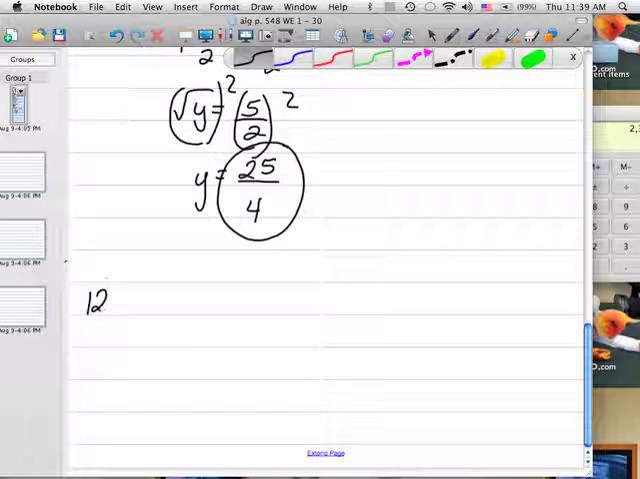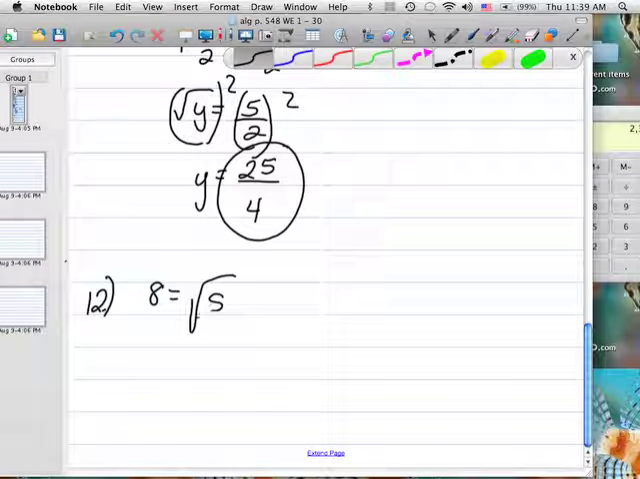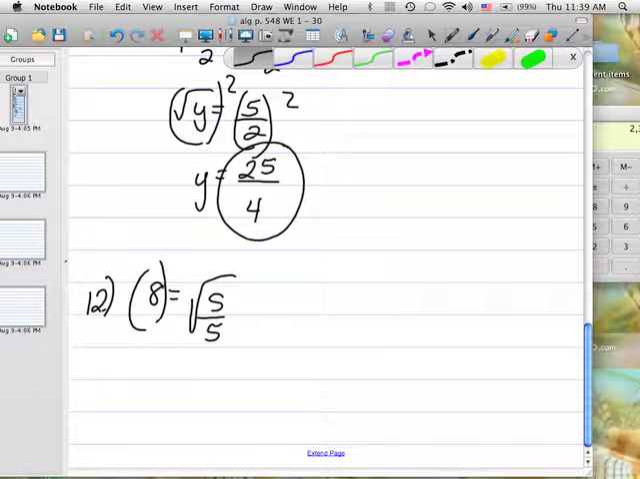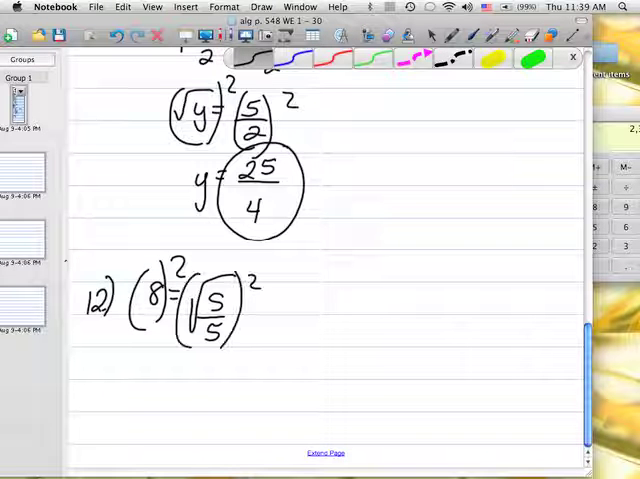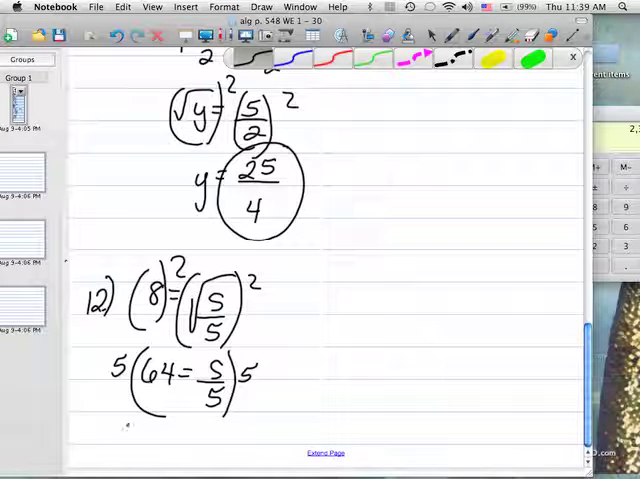Problem number 12, we have 8 equals the square root of s over 5. Square both sides to eliminate the radical, and we get 64 equals s over 5. Multiply both sides by 5, and we get 320 equals s.